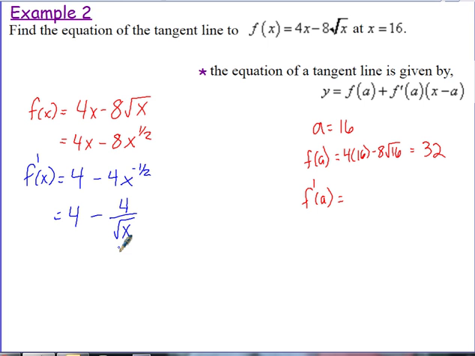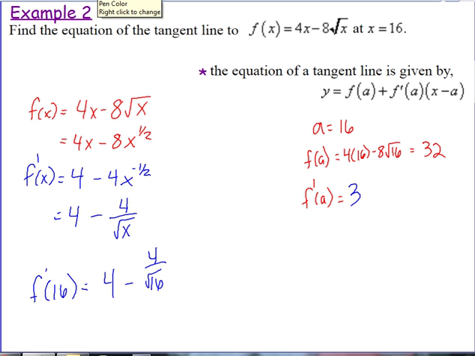Plug in a, and what's my a? 16. So f prime of 16 is 4 minus 4 over square root of 16. We could probably do this in our heads. What's the square root of 16? 4 over 4 is? 4 minus 1 is? 3. Look at us, bunch of geniuses up in here. So now, do I have all I need?